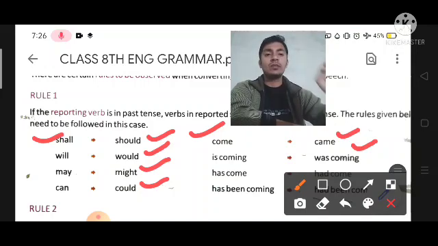Whenever the reporting speech is in past tense, you must change the next part into past tense. Is coming, was coming; has come, had come; and has been coming, had been coming. In this way, this is the first rule that we have done today, and in the next class we will study the next rule also. Thank you, my dear students.